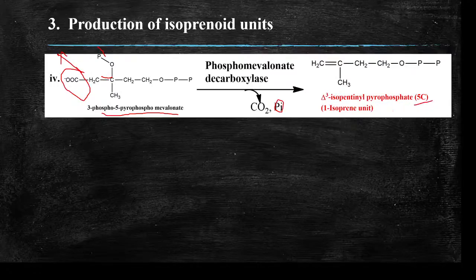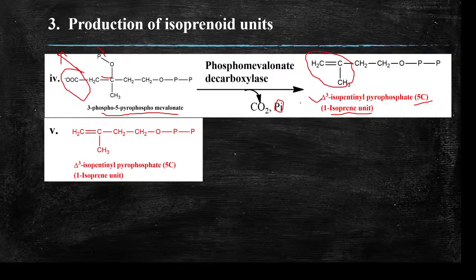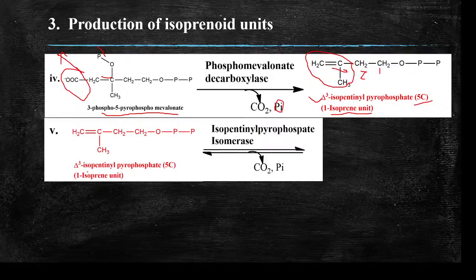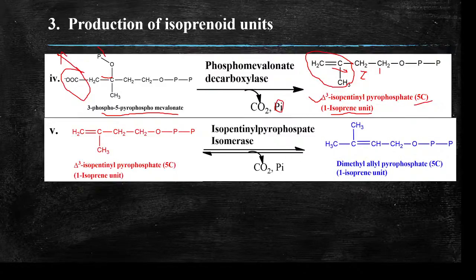It contains a 5 carbon unit and an iso group over here. This is called the isopentenyl group, and so one isoprene unit. So now we have synthesized one isoprene unit. There is one more isoprenoid molecule, which is an isomer of this delta 3 isopentenyl pyrophosphate. Why do we call it delta 3? Because the double bond is at the third carbon atom, 1, 2 and 3, correct? So this delta 3 isopentenyl pyrophosphate is isomerized to dimethyl allyl pyrophosphate.